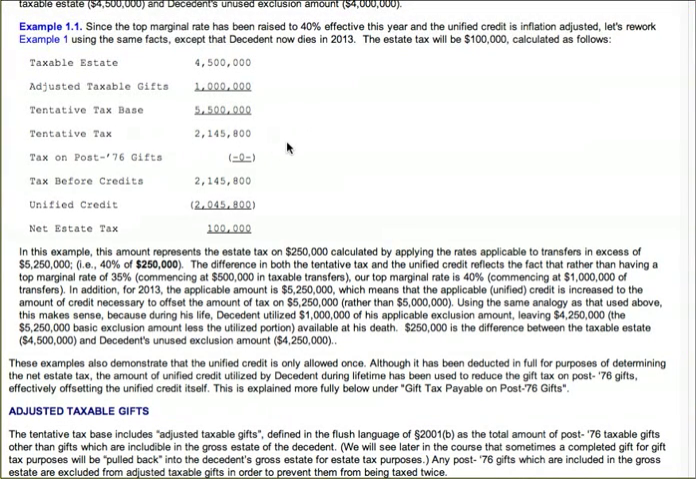So to arrive at this tentative tax, we're doing the same calculation as example 1, but this time we're using 40%. So we're taking $4,500,000, multiplying it times the 40%, adding to it the base amount for 2013 of $345,800. And when you add those two numbers together, you arrive at this $2,145,800 number. We talked about the tax on the post-76 gifts. There is no tax, although there were gifts, because of the exclusion. So when you subtract the tax on the post-76 gifts amount from the tentative tax, you arrive at tax before credits. Again, we're only factoring in one credit, and that's the unified credit. We are not looking at other applicable credits.